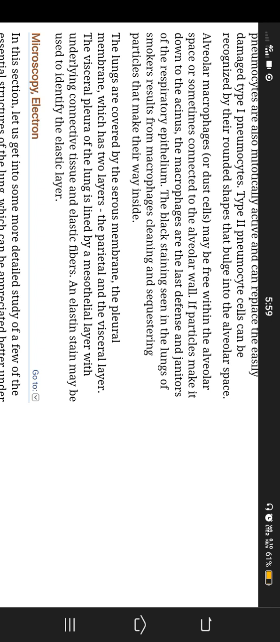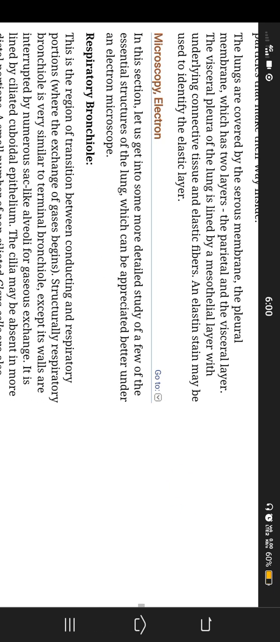The lungs are covered by the serous membrane, the pleural membrane, which has two layers, the parietal and the visceral layer. The pleura of the lung is lined by a mesothelial layer with underlying connective tissue and elastic fibers. An elastin stain may be used to identify the elastic layer.